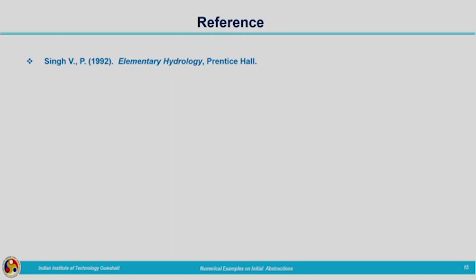The reference related to this SCS method, that is the curve number, all these things are taken from the textbook of Professor VP Singh, Elementary Hydrology. Any of the textbooks related to hydrology will contain this table. So, different soil group details, all those things, when the topic of SCS is explained, along with that those tables are also given. So, here I am winding up this lecture.